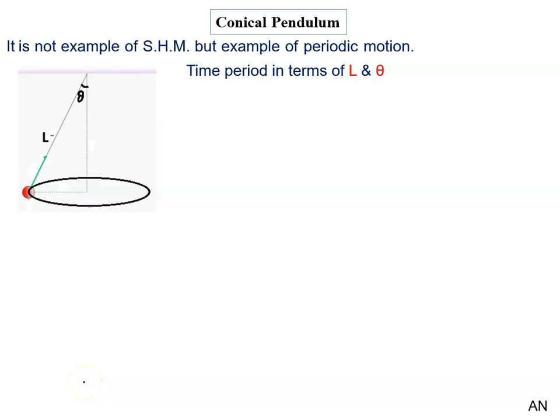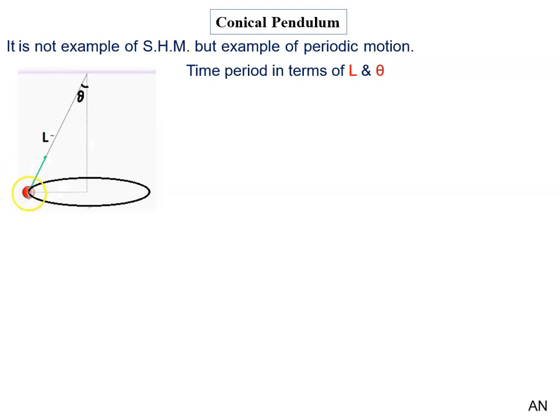Time period of a conical pendulum. First of all, you should know it is not an example of simple harmonic motion, but it is an example of periodic motion, because this pendulum will move like this, like the earth moves around the sun. So this is the thread of length L and this angle theta at any time, and we have to calculate the expression for the time period.